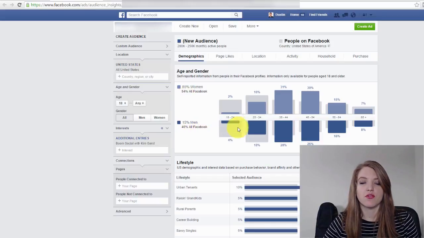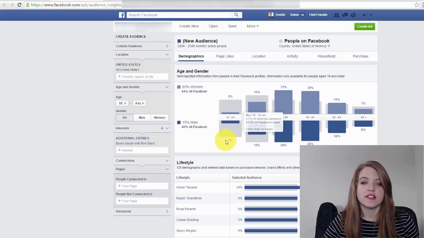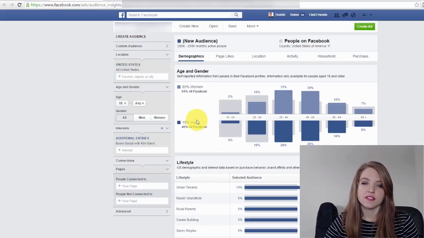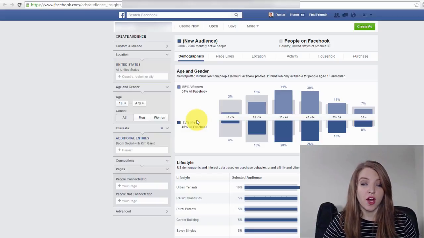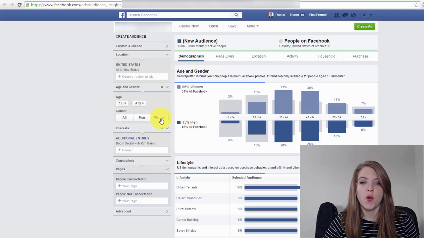compared to 15% men. So right there, you know that if you're creating ads or content to put in front of her audience, it's going to be mostly women. So you're going to want to put different types of content that resonate with women. And if you know your ad is only going to target women, then where it says gender, you just click on women.